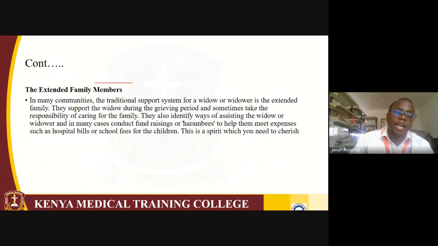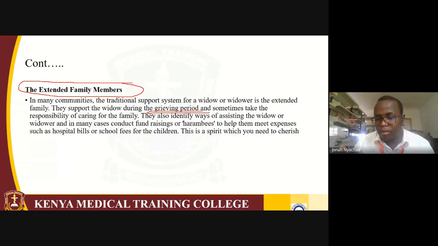So we can make good use of the extended family members, who come in handy in supporting during the grieving period, when one is mourning. They can come and comfort them, just the way we do in an African way, where we visit, come, assist, and give that emotional support. And then we can also do harambees if possible, to raise something for the widows and the widowers. Mostly the widows.